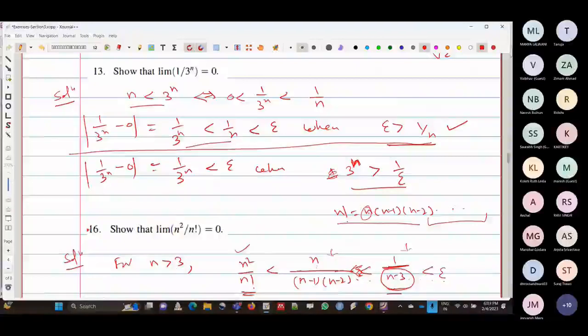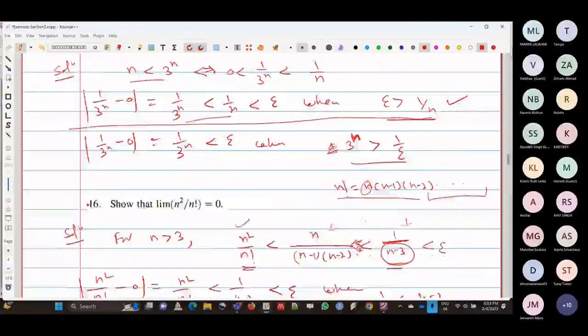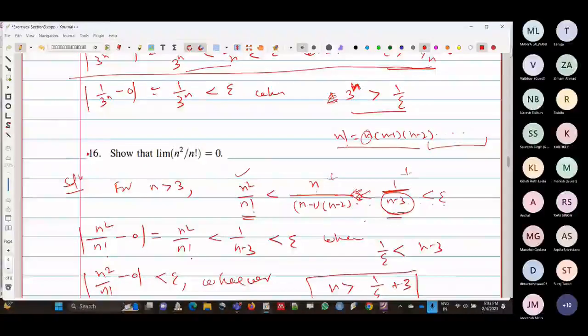So with this, almost all the questions of exercise 3.1 of Bartle we have discussed.